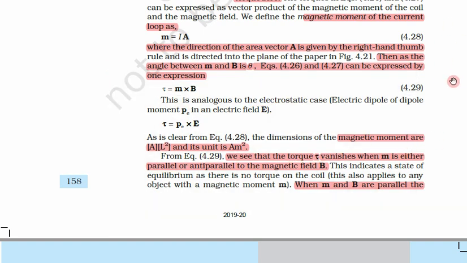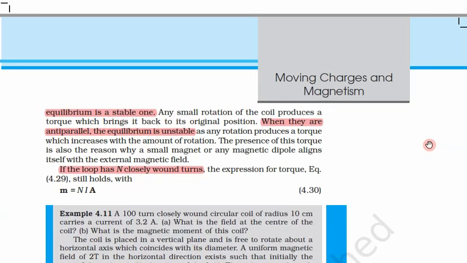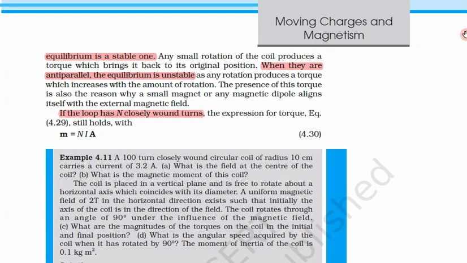Now when M and B are parallel, the equilibrium is stable. What is the meaning of stable equilibrium? That means if the loop is there, it will try to stay there. If we try to rotate it with some small rotation, the coil will produce some torque which will try to bring it back to the original position. So when there is zero angle, this is a stable equilibrium, and if we try to disturb it, the coil will try to return to the original position.